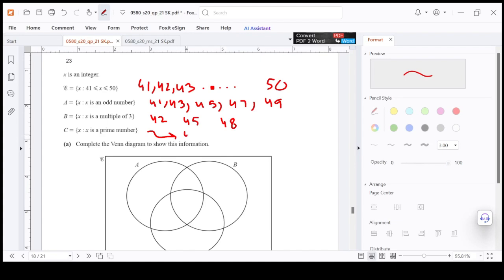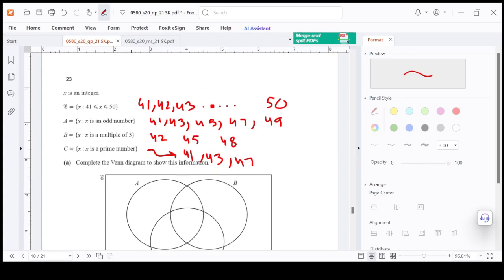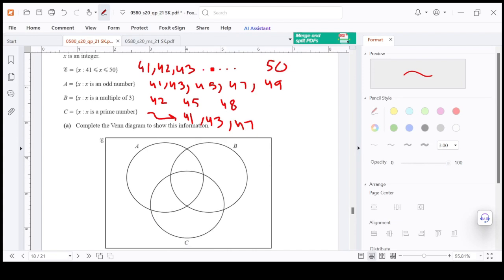And then prime numbers in this region would be, is 41 a prime number? I believe it is. 42 is not, because that is 7 times 6. Okay, so 43, is 43 a prime number? I think so. 44 is not, 45 is not, 46 is not, 47, I believe is a prime number. 48 is not, 49 is not, and 50 is not. So these are the 3 prime numbers that I'm getting. I hope I have not messed this up.